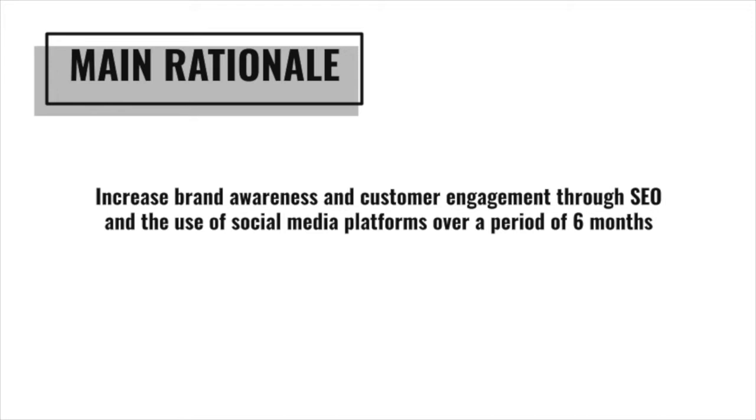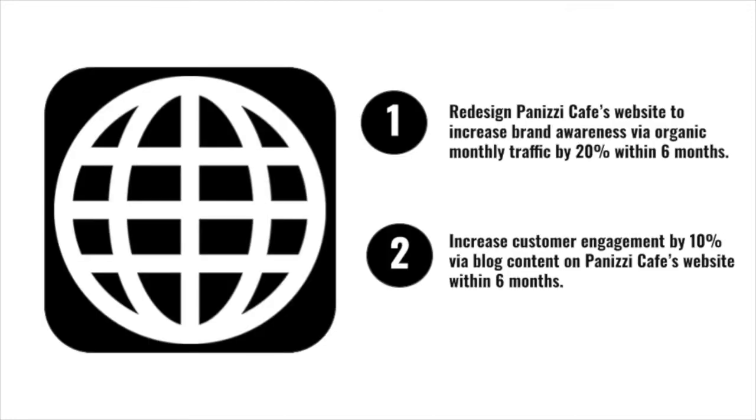Objectives. The main rationale of Panizzi's marketing campaign is to increase brand awareness and customer engagement through SEO and the use of social media platforms over a period of 6 months. The 2 objectives pertaining to search engine optimization are to redesign Panizzi's cafe website to increase brand awareness via organic monthly traffic by 20% within 6 months. And number 2 is to increase customer engagement by 10% via blog content on Panizzi's Cafe website within 6 months.